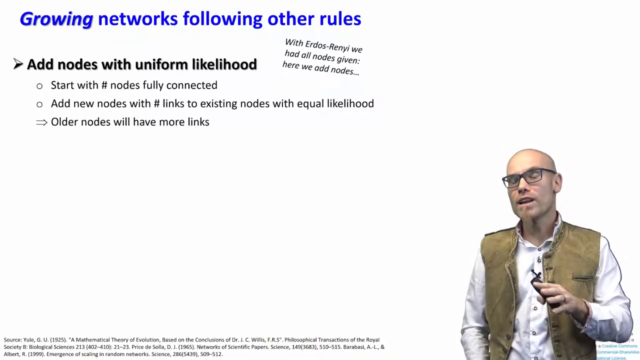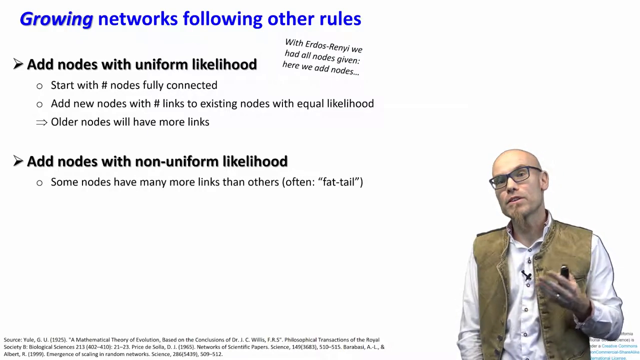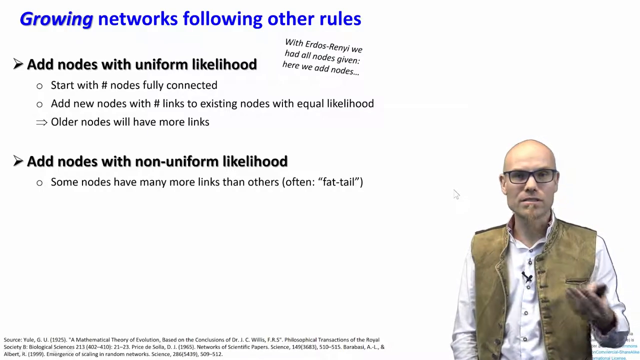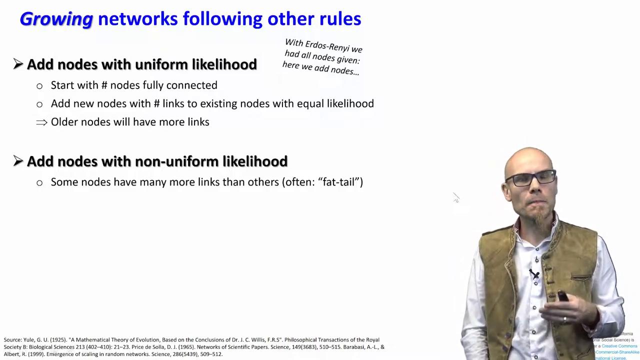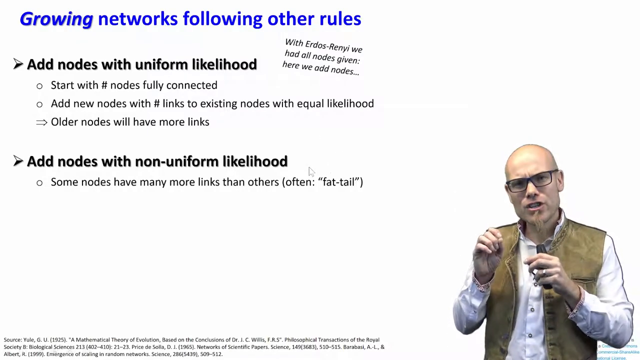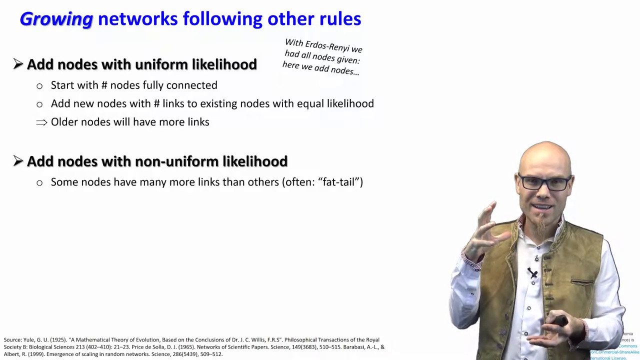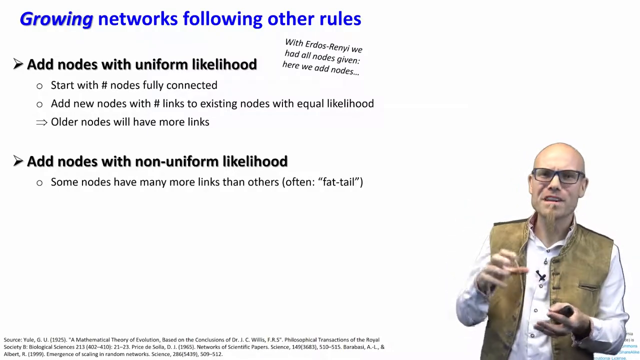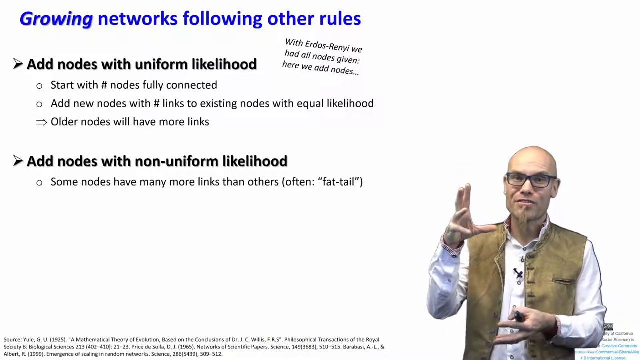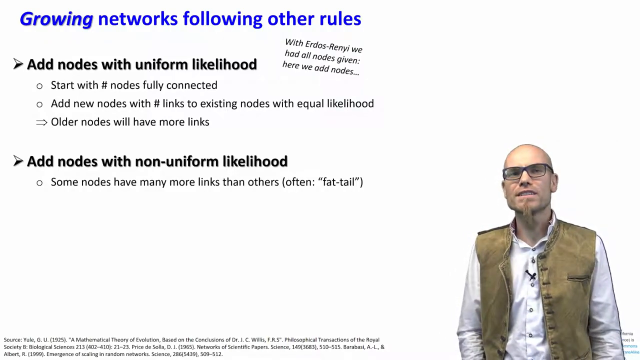Now, these connections don't have to be with uniform likelihood. And actually, in reality, it almost never happens with uniform likelihood. Because what we find in reality, if we look at social networks particularly, but that also happens in neural networks or infrastructure networks, is that some nodes have many more links than others. Actually, what we often find is that exponentially few nodes have exponentially many connections, and exponentially many nodes have exponentially few. So there are many nodes, really many nodes, that have only one or two connections, and there are few nodes who have a lot of connections. That's often called the fat tail distribution. Here, it's a power law. That's the technical term of the statistical distribution.